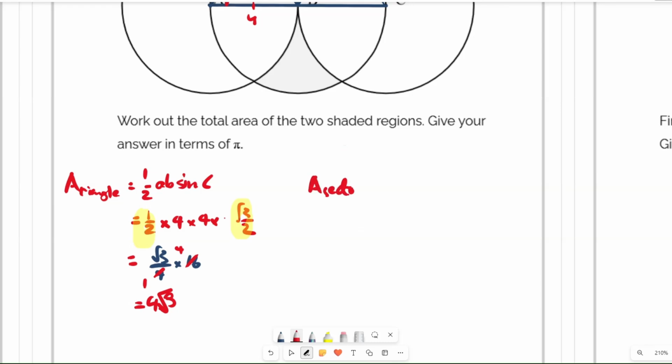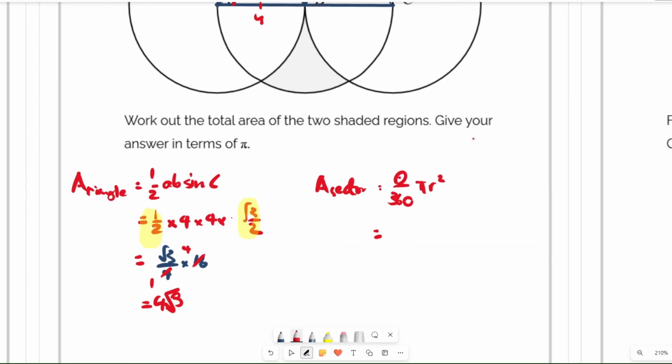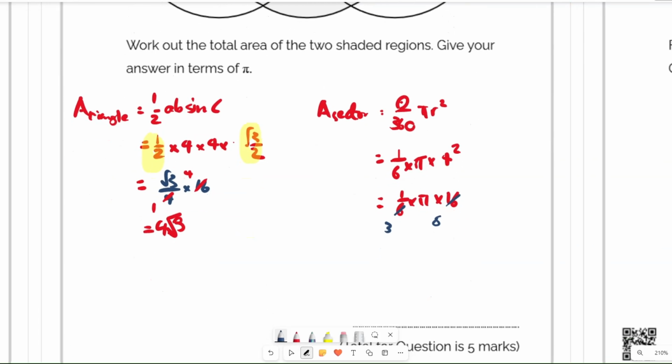Area of the sector is just going to be theta over 360 pi r squared. And theta is 60 degrees, so it's going to be 60 over 360, which is 1/6 times pi, and r squared is 4 squared, which is 16, so it's going to be 1/6 times pi times 16. If we simplify this down a bit, we're going to get 3 and we're going to get 8, so our area for the sector is going to be 8 over 3 pi.